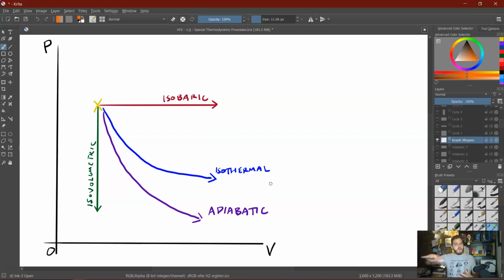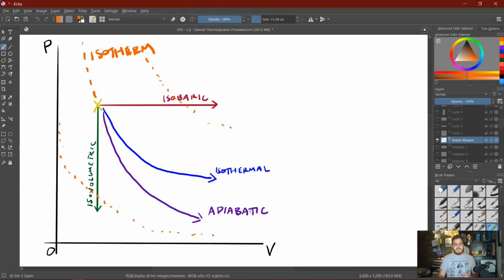So isobaric, always a horizontal line. Isovolumetric, always a vertical line. Isothermal follows really what is a hyperbola here, and on this hyperbola we call an isotherm. That's literally the name of this line. We would say the points are on an isotherm, which means every point on that line is the same temperature. So, for instance, this is one isotherm. I could have an isotherm up here, which would be at a higher temperature because the pressure and volume are higher, or I could have an isotherm down here, which is lower because the pressure and volume are lower.